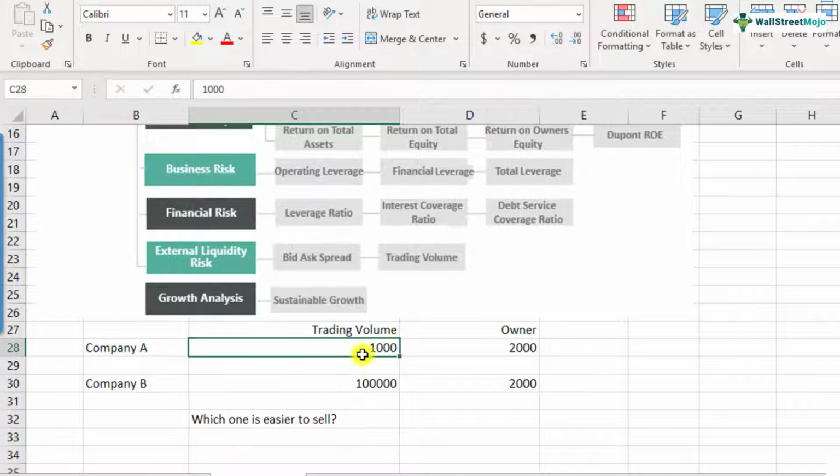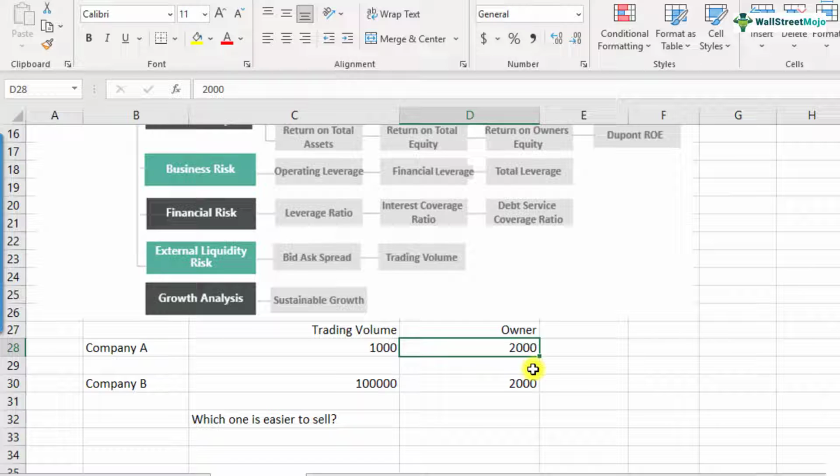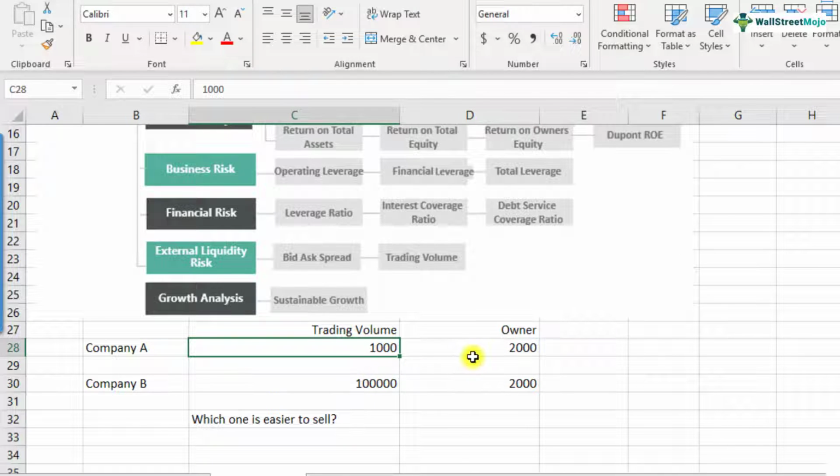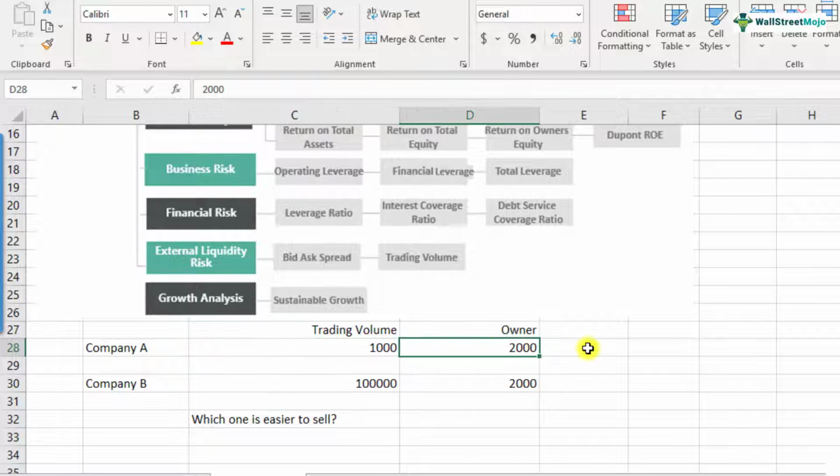Now think of the trading volume first. Trading volume means how many shares can you sell or buy on a daily basis on an average. So these are average numbers. So if you're an owner of 2000 stocks, that would mean on an average, it might take almost 2 days for you to sell that stock. So it might take 2 days approximately.